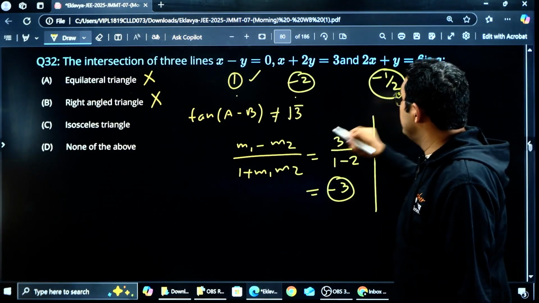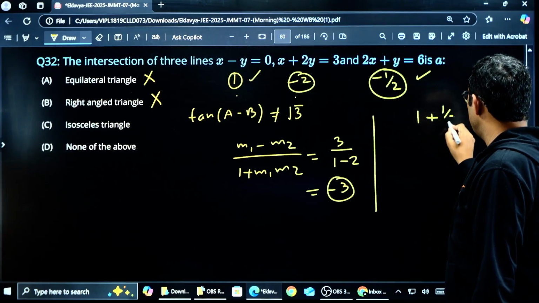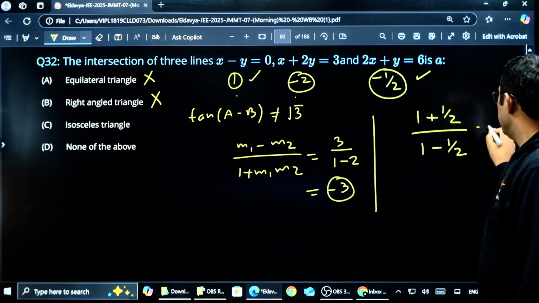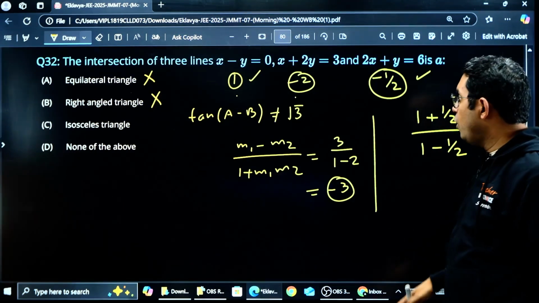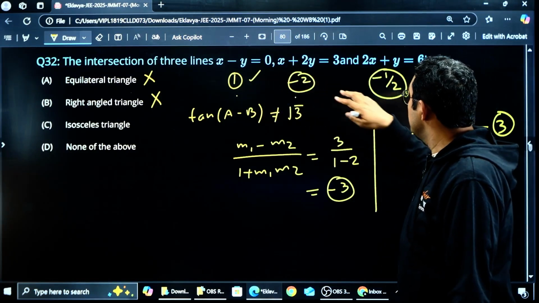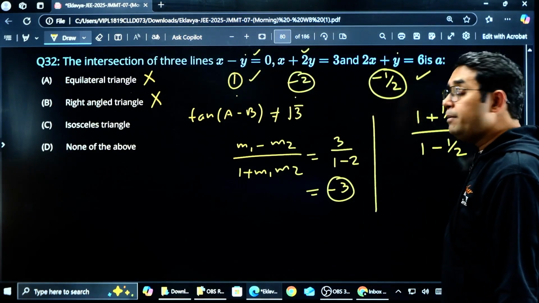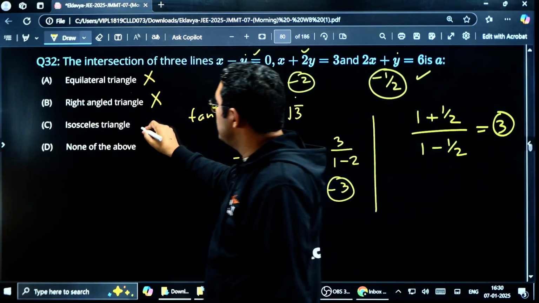Similarly, if I use the angle between the first and last, that will be (1 + 1/2) upon (1 - 1/2). You can use the same formula here. This is giving you 3. So you can see the magnitude of the angle between this and this, and between this and this, they are the same, 3. tan θ for both of them is 3. So this has to be an isosceles triangle.